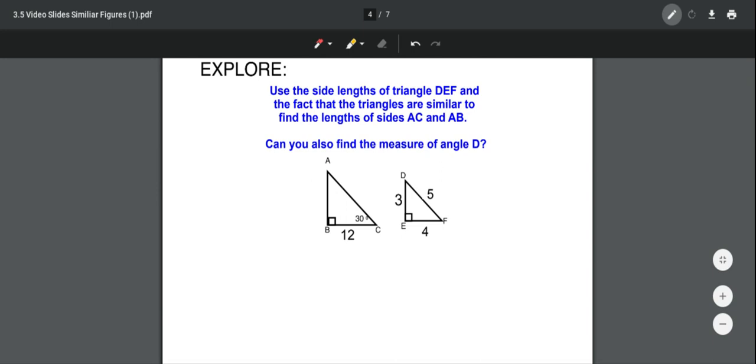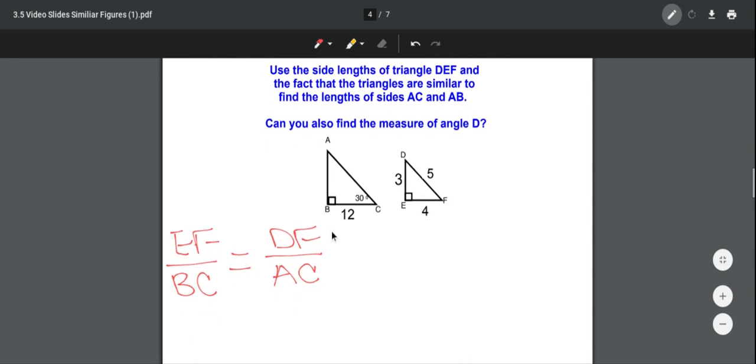I know that EF corresponds to BC. I also know that DF corresponds to AC. Knowing that they are equivalent triangles because they are similar to each other, I can set them equal to each other because their sides would be proportional. So let's fill in the blanks with the side lengths.